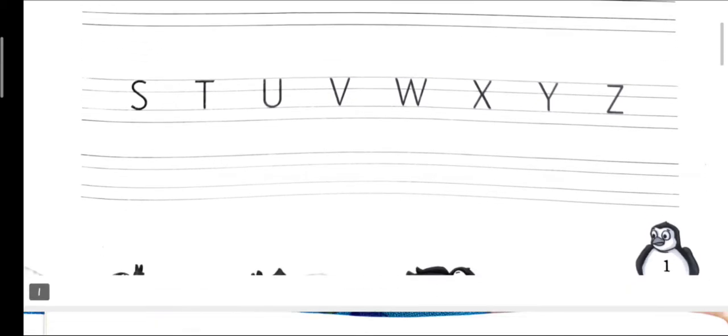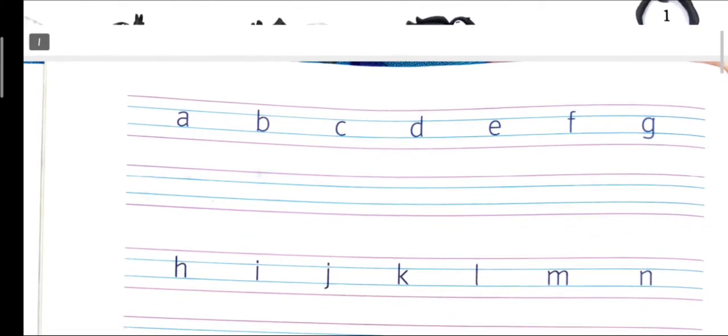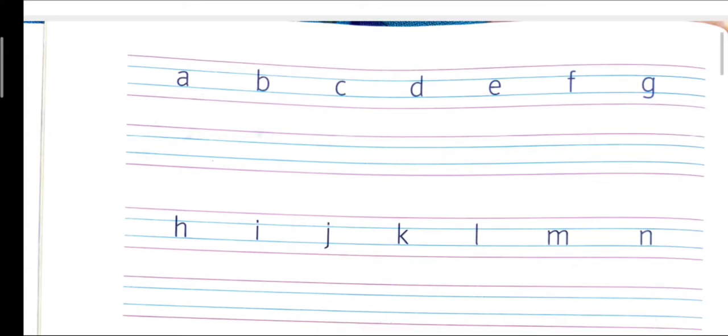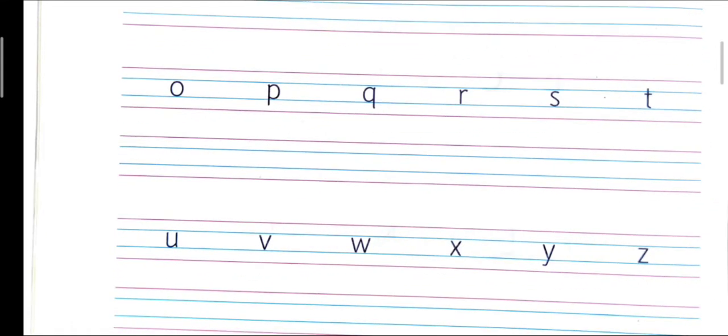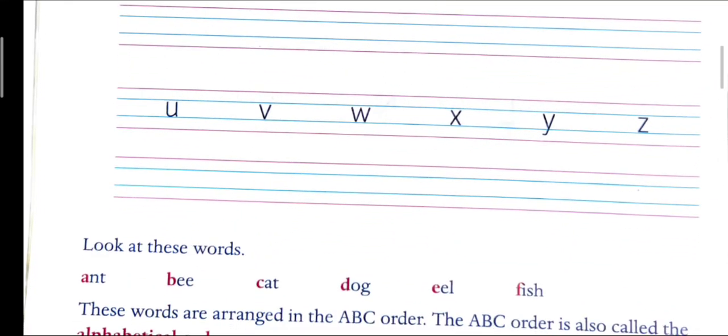So we call this alphabet capital letters. Here are some small letters also, like this only. These are the small letters: A, B, C, D, E, F, G, H, I, J, K, L, M, N, O, P, Q, R, S, T, U, V, W, X, Y and Z.